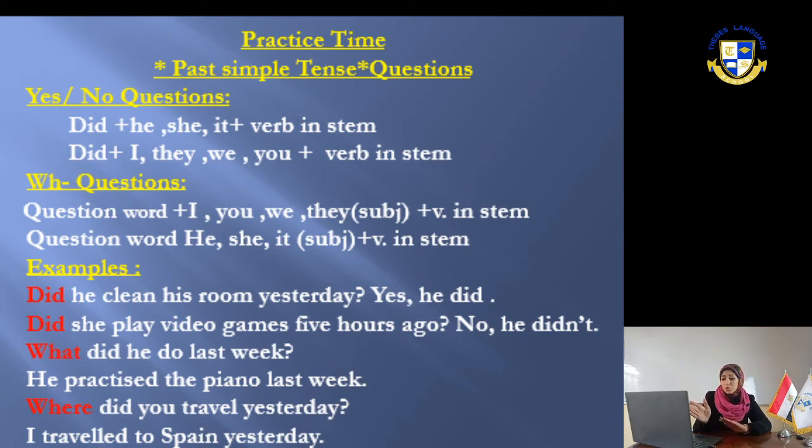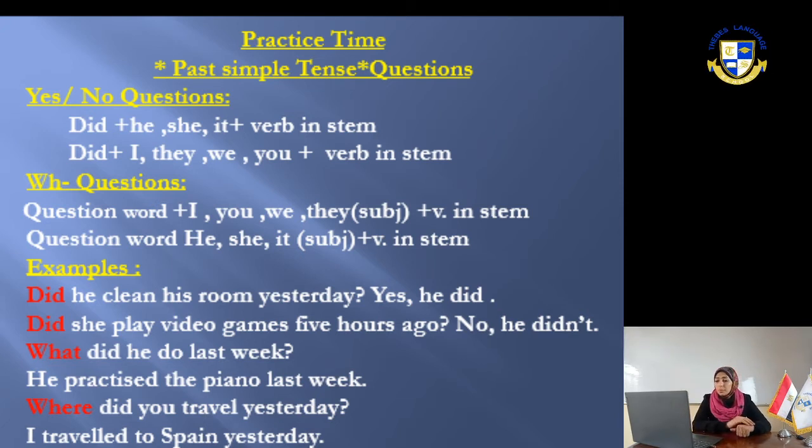So let's check the presentation in front of you, the yes or no question. I will start with did, he or she or it, plus the verb in the stem, or did I, they, we, you, plus the verb in the stem. And for sure, we know that I and we in the question is you. Don't forget this one. I'm just here explaining for you the pronouns. That's how it comes. So all the pronouns come with did plus the pronoun plus the verb in the stem form.